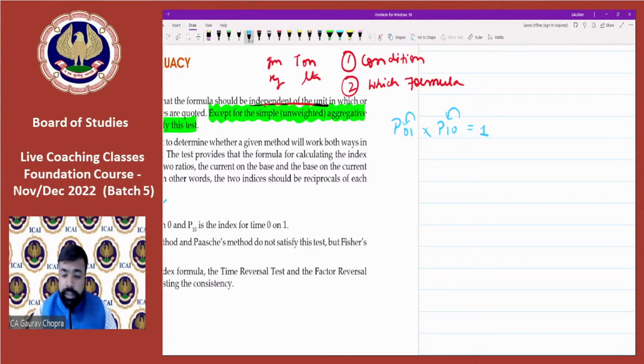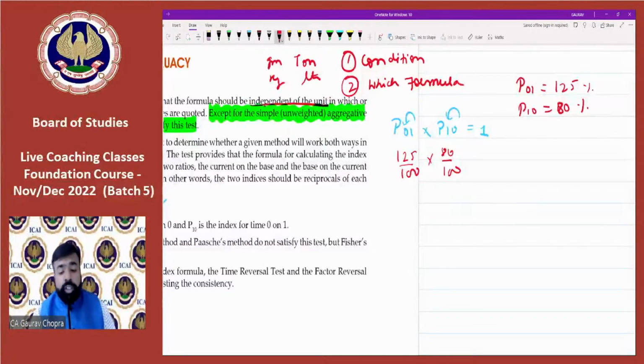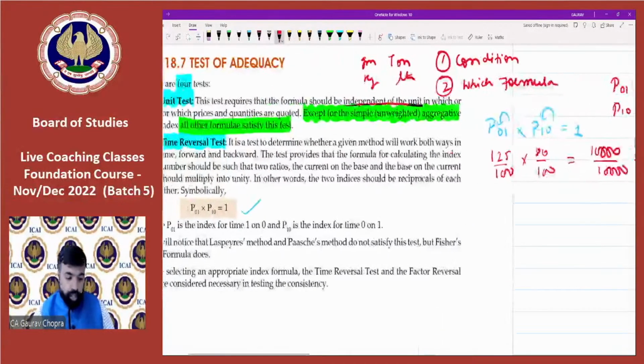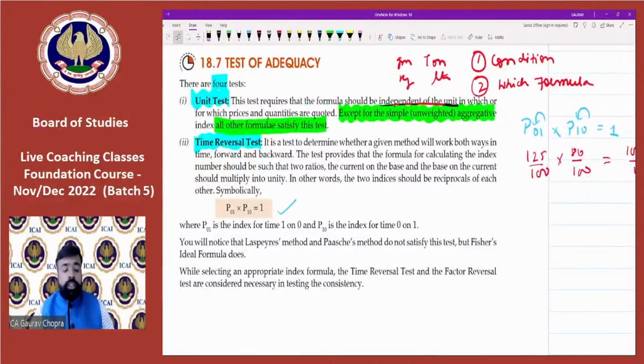Let's say we have calculated for some figures P01 as 125% and P10 as 80%. So now we can apply this. So 125% and then 80%. We can multiply them and see whether we are getting 1 or not. If we check, we are getting 10,000 upon 10,000, that is 1. That means the time reversal test is satisfied. So this is the condition.